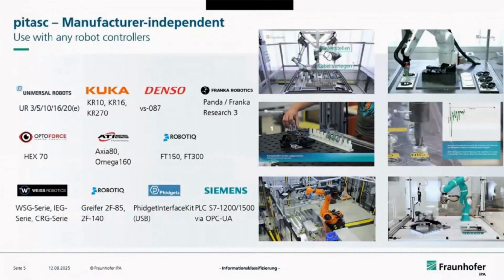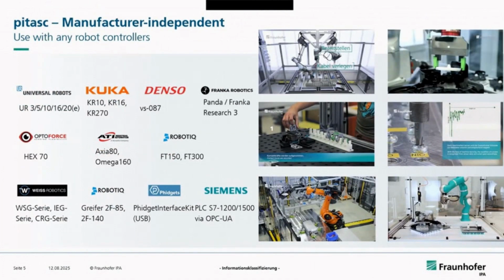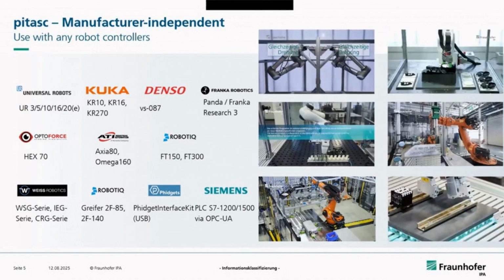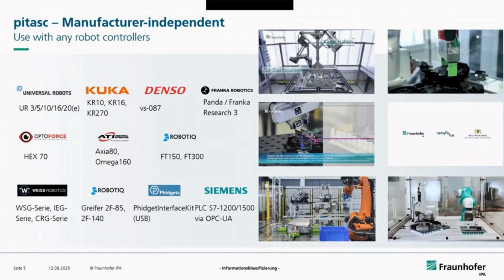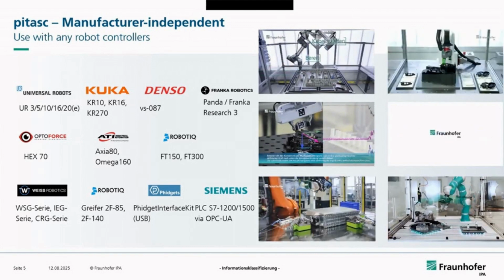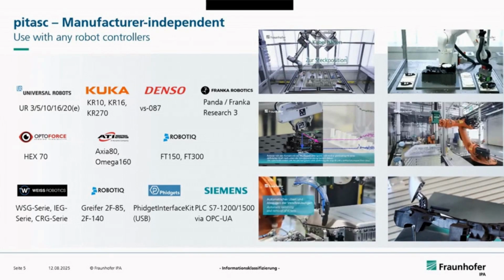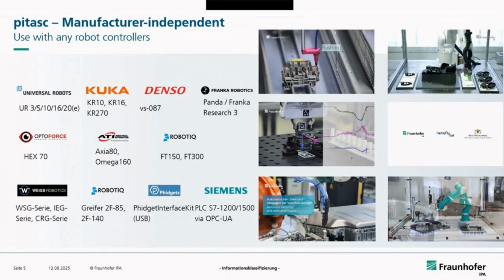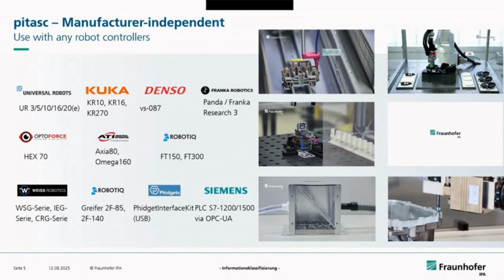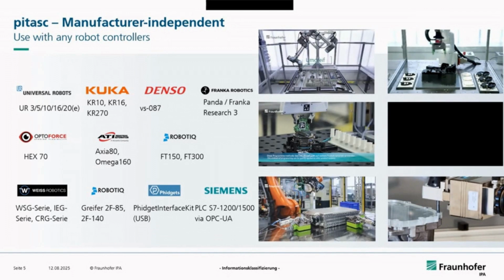Here you can see a short overview of robots that we already used in our lab and integrated into Pitasc, force torque sensors that we used and have integrated into Pitasc, and several interfaces or grippers that we are using. We also provide a bridge to Siemens SPS via OPC-UA or also to other OPC-UA devices. Every piece of hardware you can see here we've already used in our lab for several projects, public or privately funded, and we tested each thoroughly.